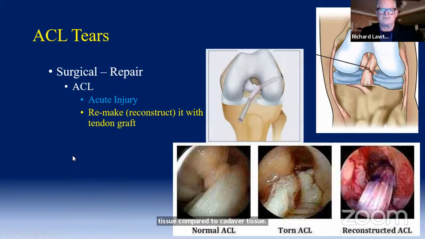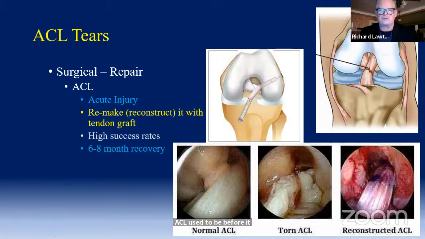Here's an illustration of what the ACL surgery consists of. We drill a tunnel into the tibia and another one into the femur, and then we lace the graft in there and fix it with hardware of one type or another, such that this tendon now lays where the ACL used to be before it tore. Success rates of that are high, and recovery is a good 6 or 8 months.